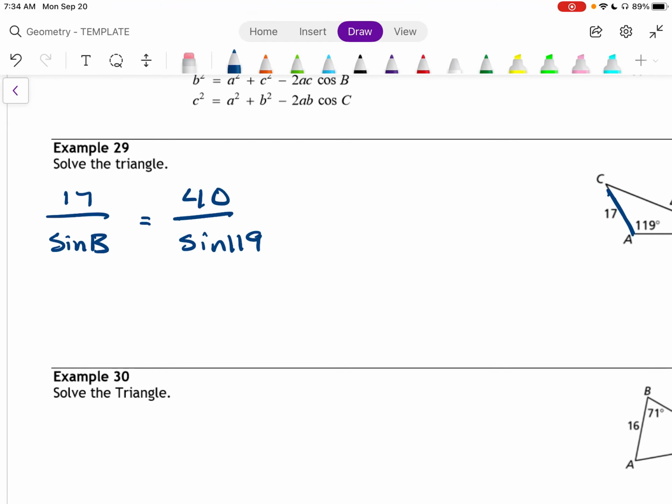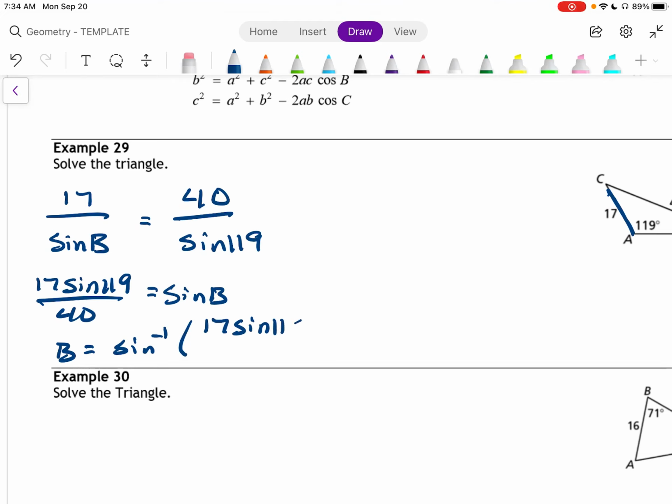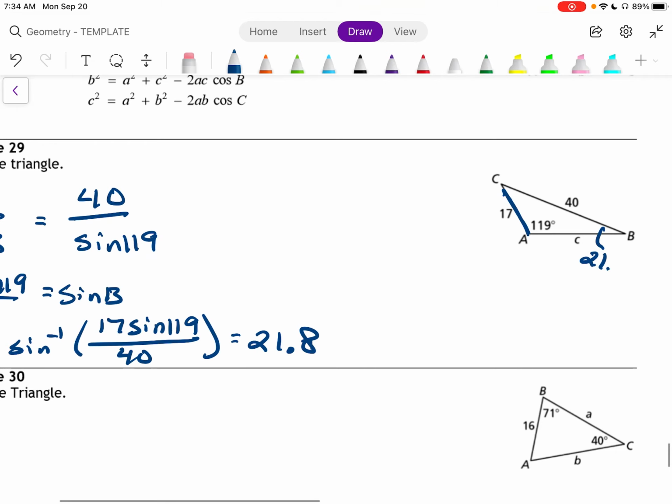This one we want to solve for B, right? That's our variable. To solve for it, I'm going to have sine B equals, what's that going to be? 17 sine 119 over 40. Whenever I take my inverse, I'm going to have B equals sine inverse of 17 sine 119 over 40. And whenever I type that in, I got, what did I get? 21.8. So B is 21.8.